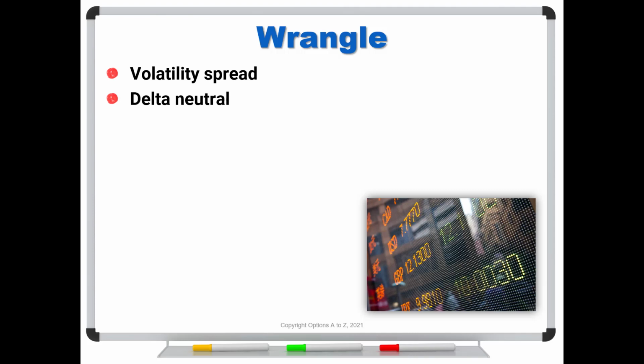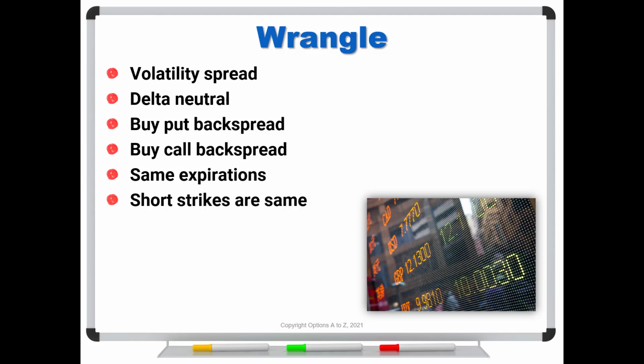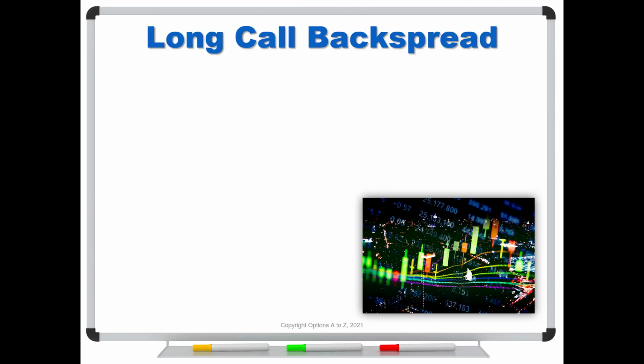Now, the wrangle can be viewed in a number of different ways. Again, that's one of the points of this video, is to show you different ways of looking at strategies. But one that is probably the most common is to see it as buying a put backspread and then buying a call backspread. So we've talked about backspreads in previous videos. You're just doing it twice, once on the call side, once on the put side. Now, they do have to have the same expiration. That's part of being a backspread. But for the wrangle, the short strikes are the same. So let's start by breaking this one down with the long call backspread.